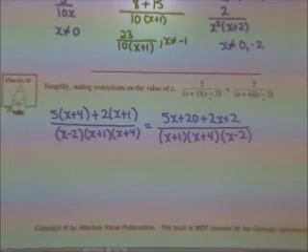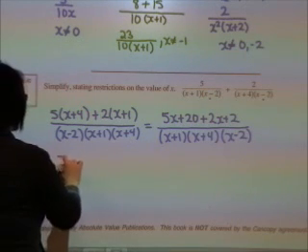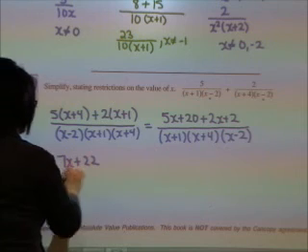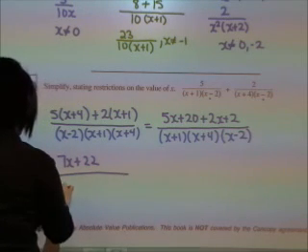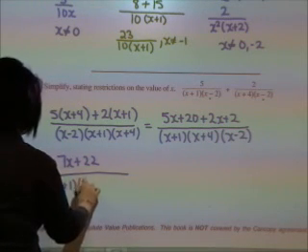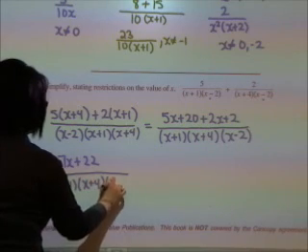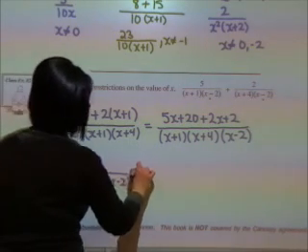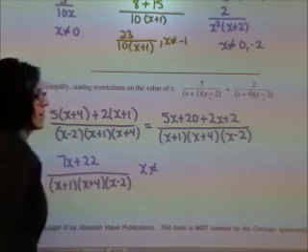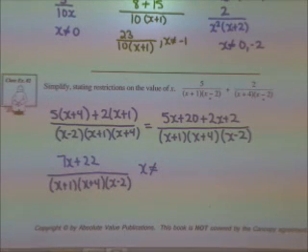And then the last step would be to collect all the like terms. So how many x's do I have? And what's my constant? And what are my non-permissible values?